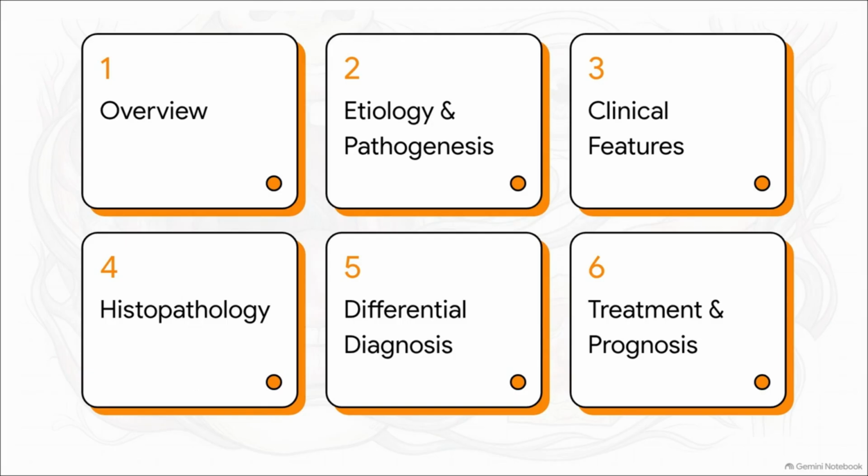Here is our roadmap for today. We'll start with an overview of Behçet syndrome, then move into etiology and pathogenesis, followed by clinical features and manifestations. After that, we'll hit histopathology and immunopathology, cover the differential diagnosis, and wrap up with treatment and prognosis.